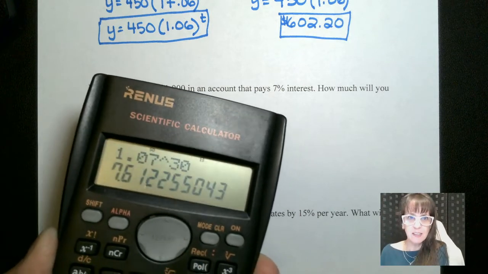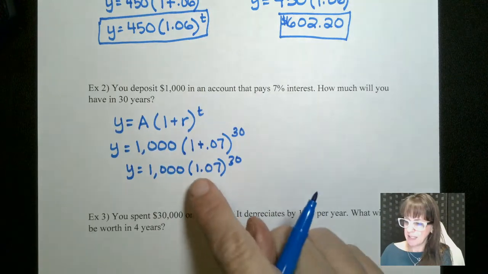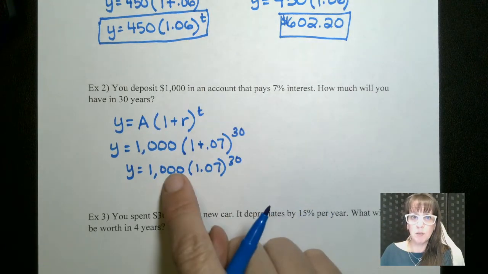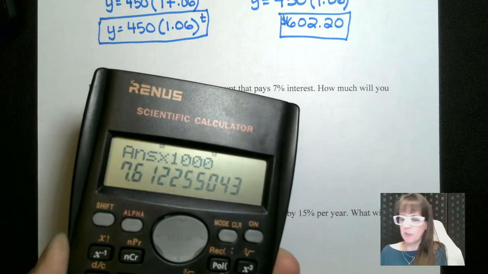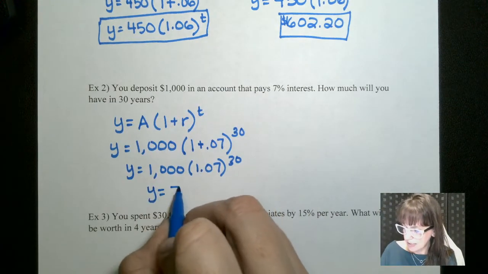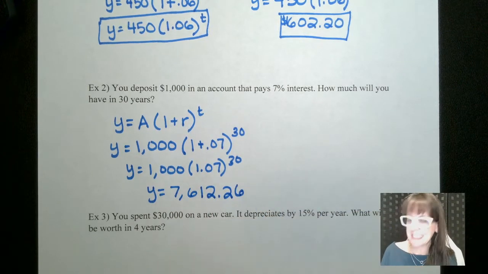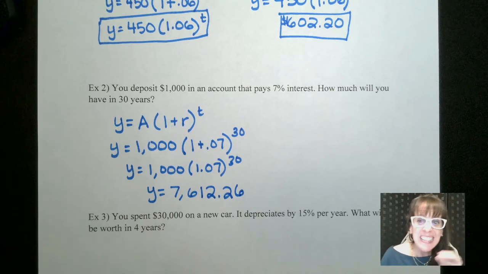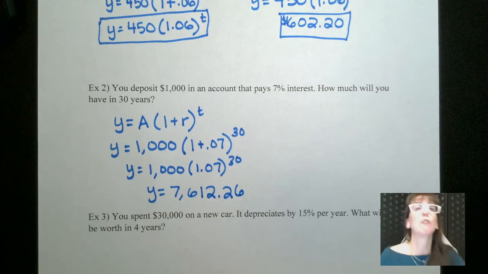This gives us that big old long number, 7.61. Okay, so that's this thing right here. We're going to multiply that by 1,000, which is really just moving the decimals over. We end up with y equals $7,612.26. We're rounding up there. That is, you have just made $6,612.26 for doing absolutely nothing, just putting that money away. You put that money away, you didn't touch it.